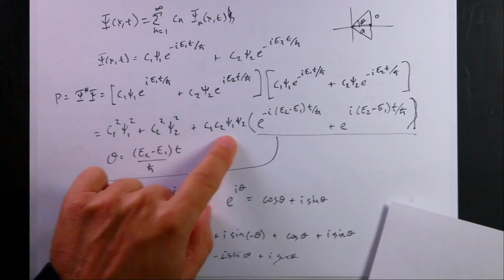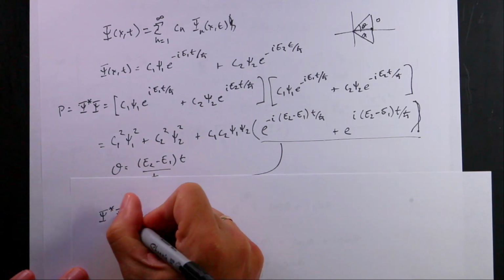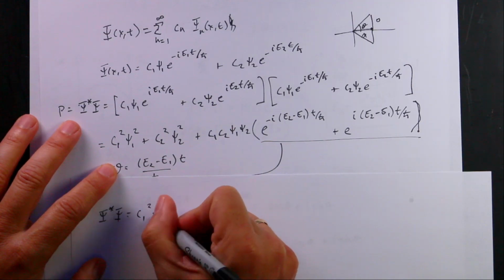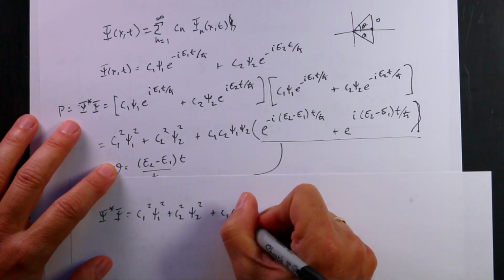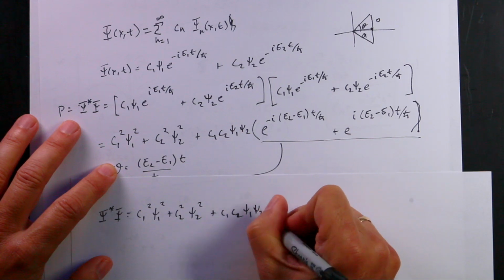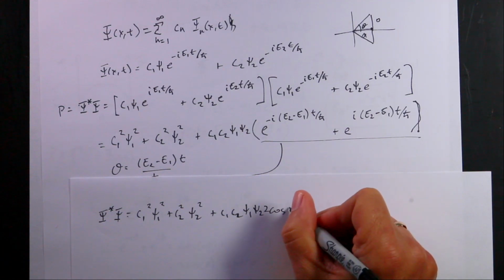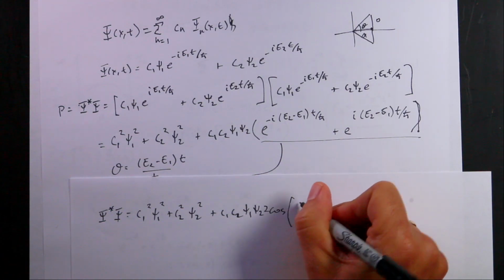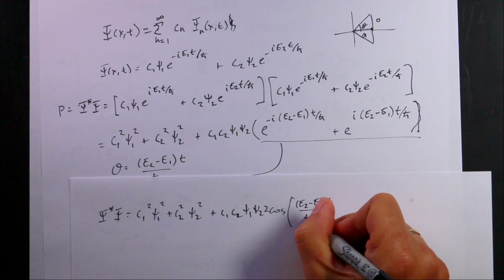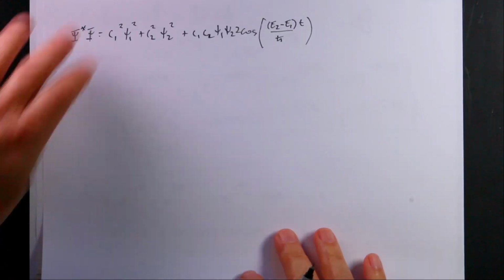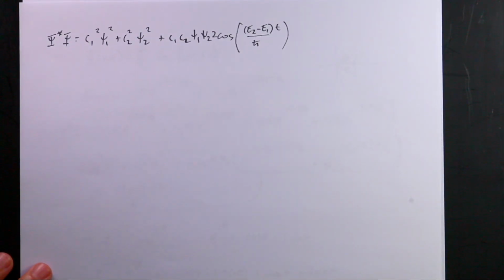So I'm going to write this whole thing out. So let's write this right here. I get psi star psi is c1 squared psi 1 squared plus c2 squared psi 2 squared plus c1 c2 psi 1 psi 2. And then this whole thing was just cosine of theta, which is going to be 2 times cosine of (e2 minus e1) t over h bar. So that's my function, and it depends on both space and time because these are space things.